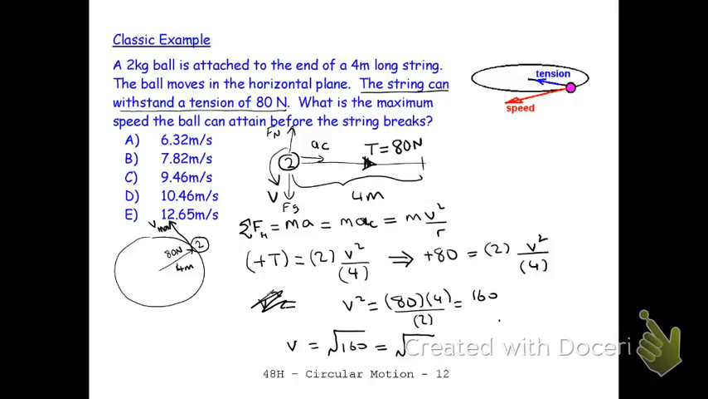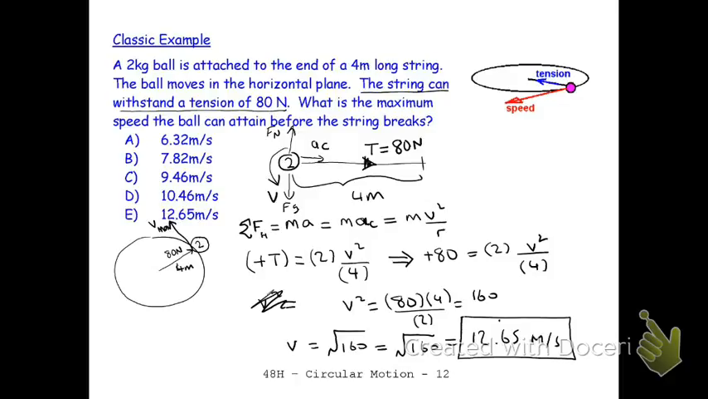Get my little calculator. Second square root 160 and 12.65. Let's do that. There we go. Got it.